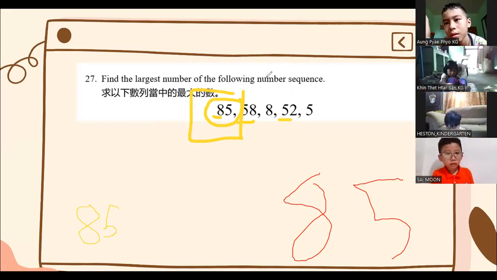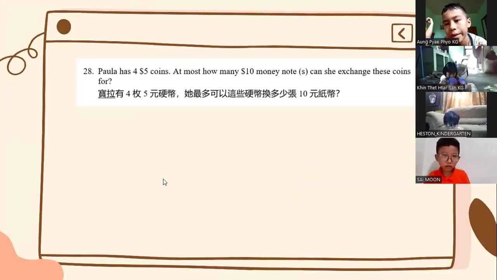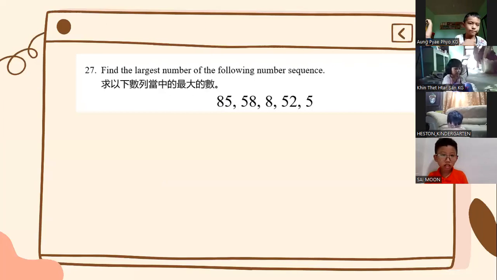Okay, very good. How about question number 20? I'm just going to rewind. How about if I say, which number is the second largest among our sequence of numbers? Very good. 58, because it's second to the 85, right? How about if my question is, which number is the second smallest? 8. Very good.